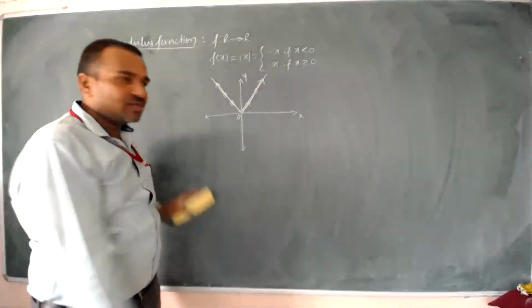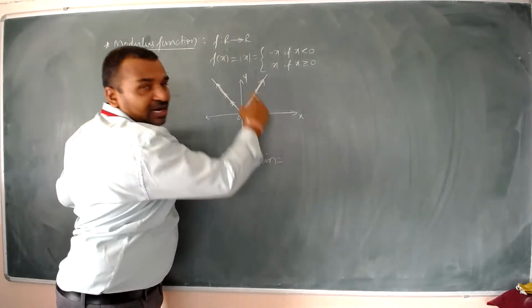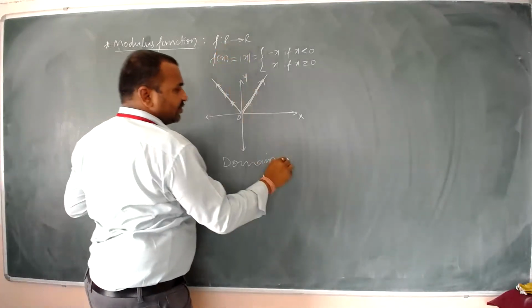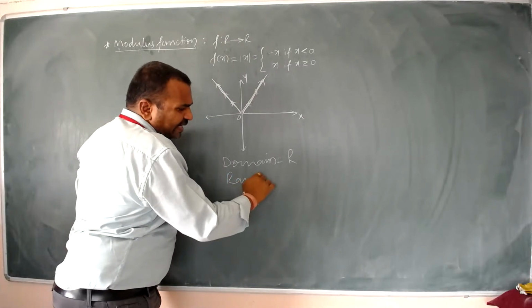This is the modulus function. Domain: what is the domain of the function? Already we discussed, the first set is called the domain. Here, what is the first set? R. Next, range. What is range?